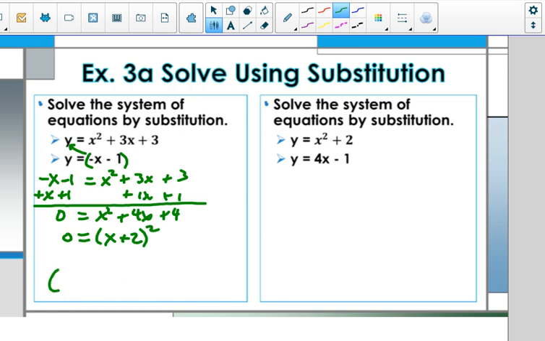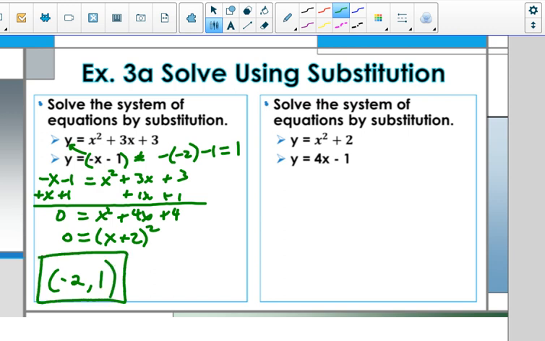That means when x is -2, what is my y? So I'm going to plug my -2 into this equation right here. So -2 minus 1 gives you a -1... so this would be my solution to this problem. It only crosses at one point, (-2, 1).